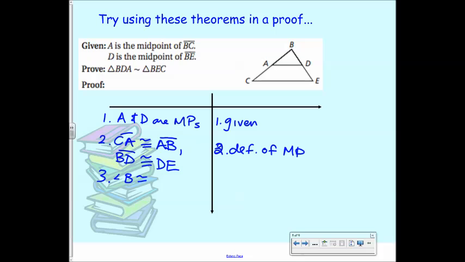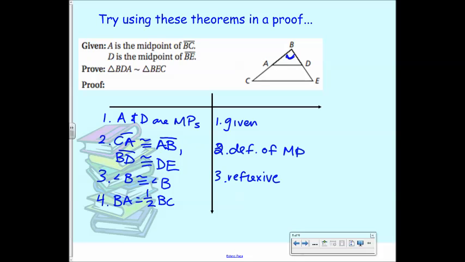BA is half of BC. BA is half of what? How do you know that? Midpoint. If A is a midpoint, then you know that BA equals 1/2 of BC. And you also know that BD is the same thing, 1/2 of BE. So BD is equal to 1/2 of BE. So then what do you know about those two sides? They have the same scale factor, so they are proportional.